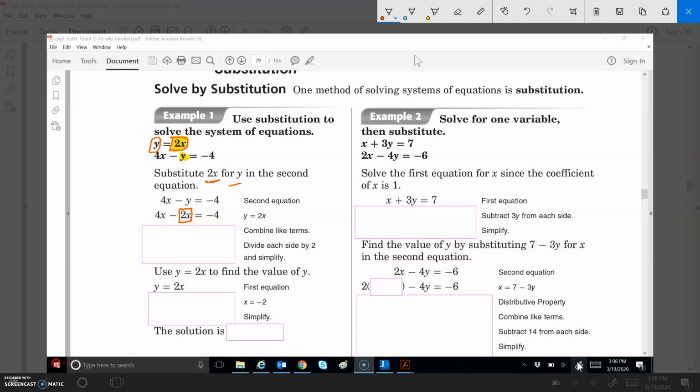Alright, so now we're going to combine like terms. 4x minus 2x is 2x equals negative 4, divided by 2, x equals negative 2. Alright, so now we know one variable. So what we're going to do now is plug this back into the solved for equation. So instead of x, I'm going to write negative 2. So y equals 2 times negative 2. Well, so y equals negative 4. So that means our solution is negative 2, negative 4.